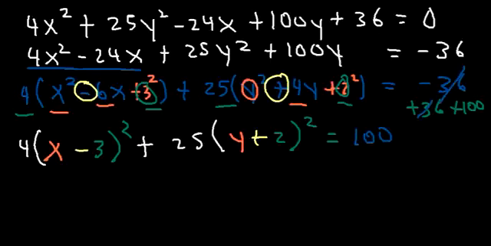Now for ellipses and hyperbolas, this number has to be a 1. So divide by what you see there. So we're going to divide both sides by 100.